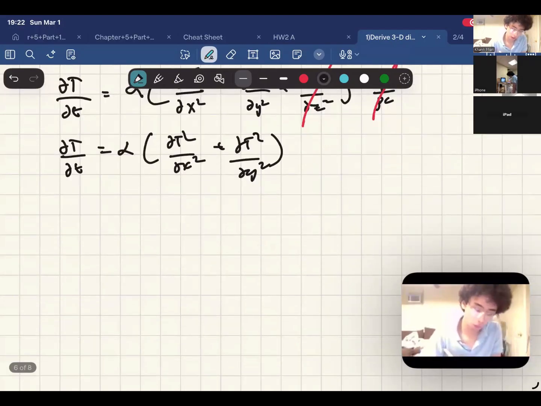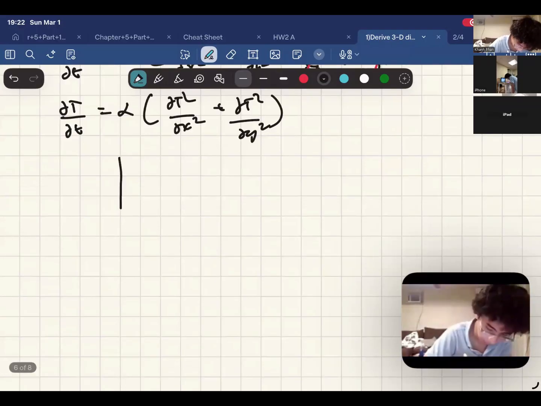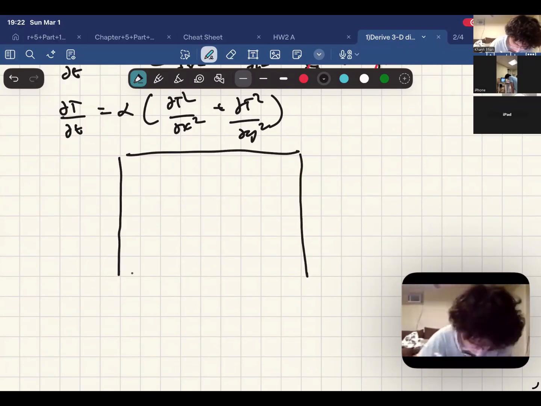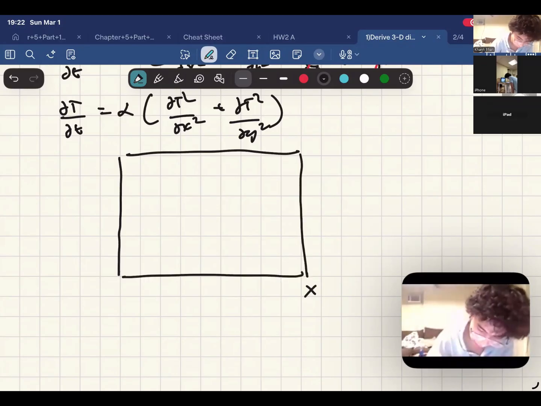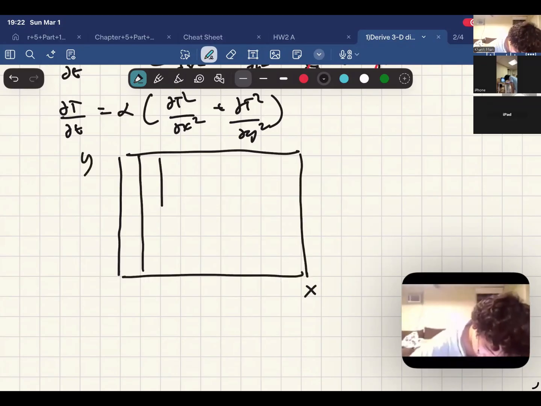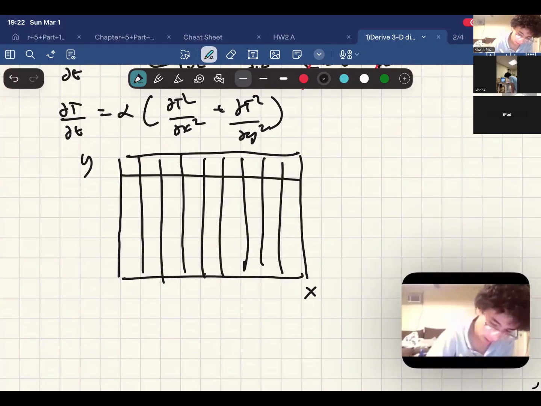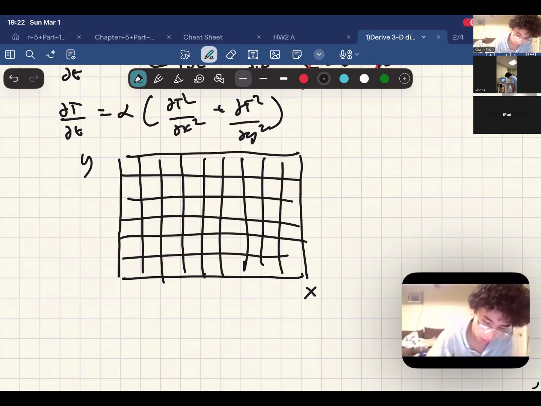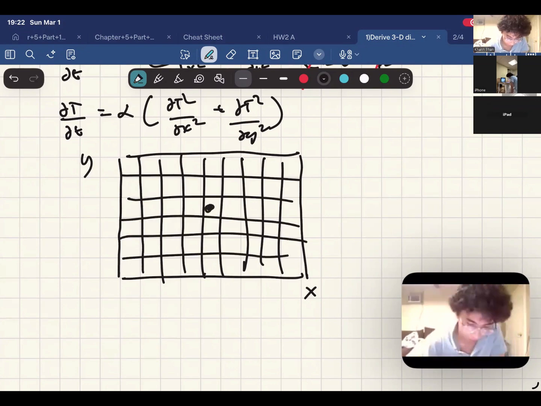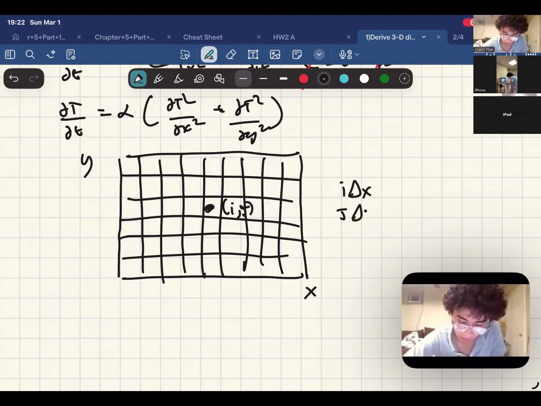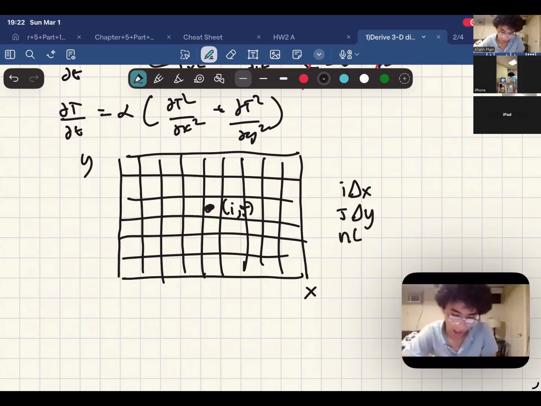And then we're gonna draw the scenario, okay? Let's say a 2D block, x and y, and then we divide it into small parts. Let's just choose this point where we have i and j. So i and j is the iteration of x and y, and then we have n for time as well.